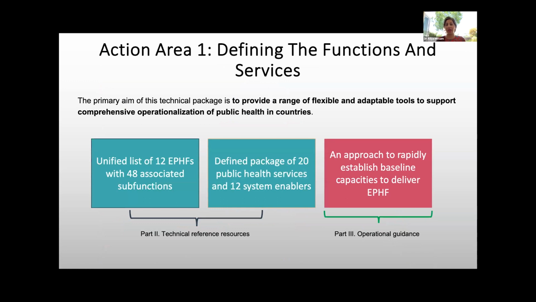So really the work of our action area was to ensure that we had a technical package that consisted of a range of flexible and adaptable tools to support the comprehensive operationalization of public health in countries. Even though this is a framework or set of tools, it is adaptable to different contexts. What this technical package consists of is the unified list of 12 essential public health functions and their 48 associated sub-functions, a defined package of 20 public health services and 12 system enablers, which I will go through in short course, and then an approach to rapidly establish a baseline in order to deliver these essential public health functions.